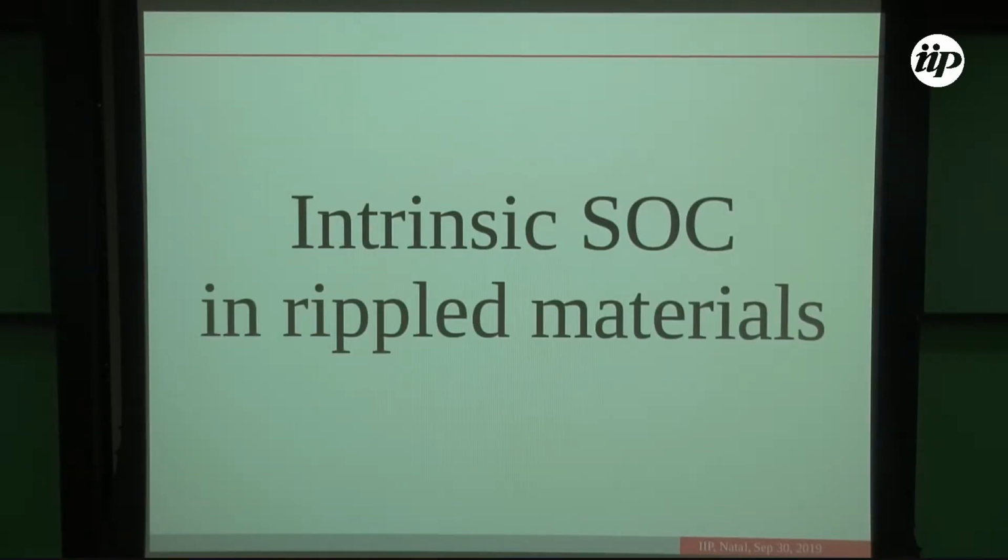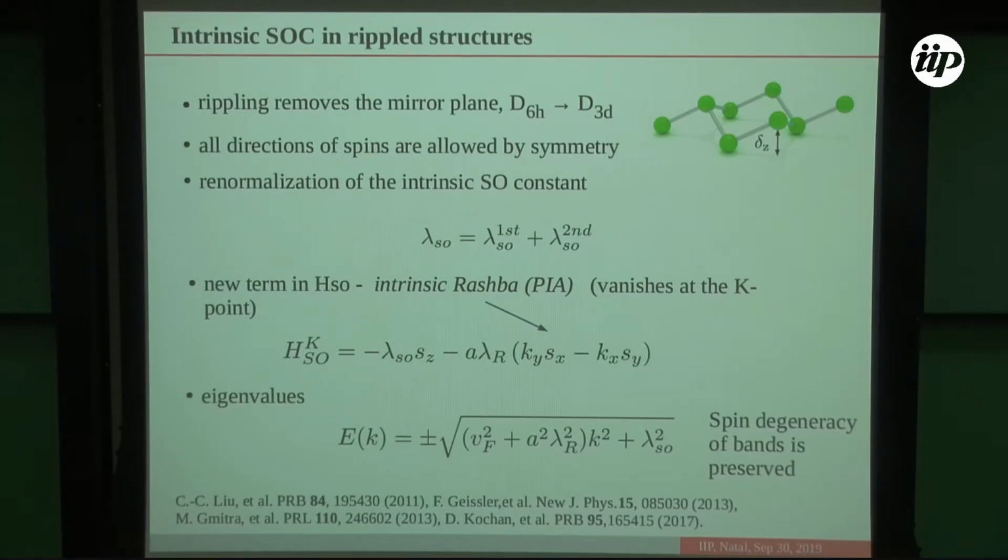Okay, and how does the situation change if we ripple our graphene? So we go from graphene to silicene and germanene and all those materials. Then rippling causes the sp3 hybridization, and we get renormalization of the intrinsic spin orbit coupling strength. And a new term in the spin orbit Hamiltonian is now allowed by symmetry. In the effective model, we can write it down as the classical intrinsic spin orbit coupling in graphene.